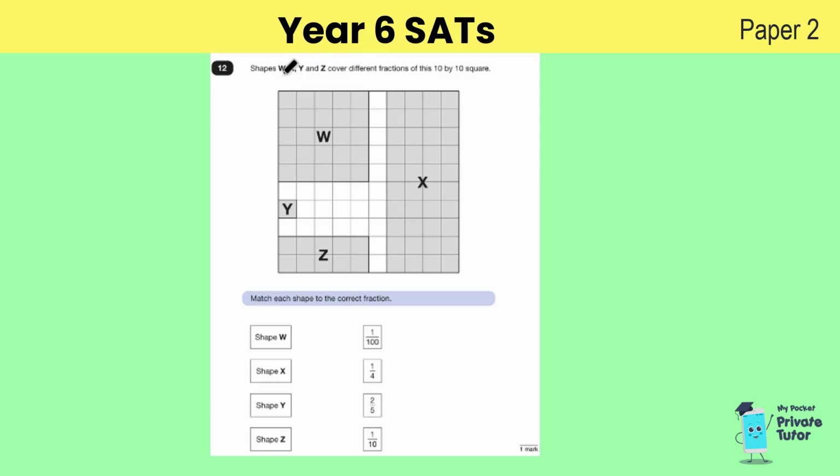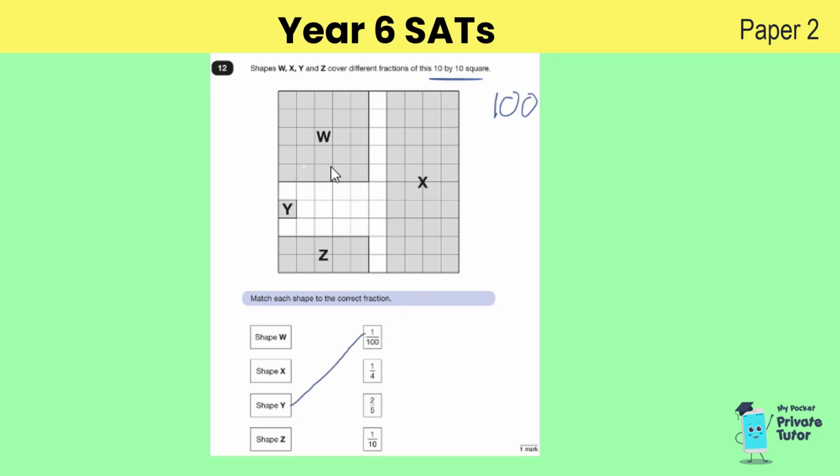Question 12. Shapes W, X, Y and Z cover different fractions of this 10 by 10 square. If it's a 10 by 10 square, that means that there are 100 small squares inside, so we can think of each square as 100th or 1%. That makes it nice and easy when we're doing fractions. Now we need to match each shape to the correct fraction. I would look at this and I can see Y is only 1 square out of that 100, so I know that Y is going to be 100th. So we can straight away join up those 2.